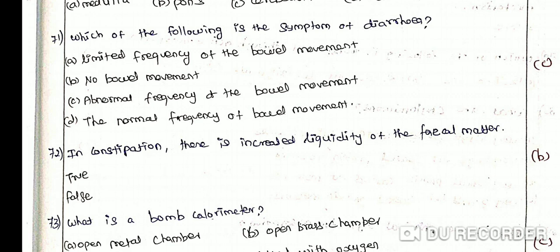The abnormal frequency of bowel movement and increased liquidity of the fecal discharge is known as diarrhea. It reduces the absorption of food. In constipation, there is increased liquidity of the fecal matter. True or false? The correct answer is option B, false. In constipation, the fecals are retained within the colon as the bowel movement occurs irregularly. Increased fluidity of the fecal matter is the symptom of diarrhea.